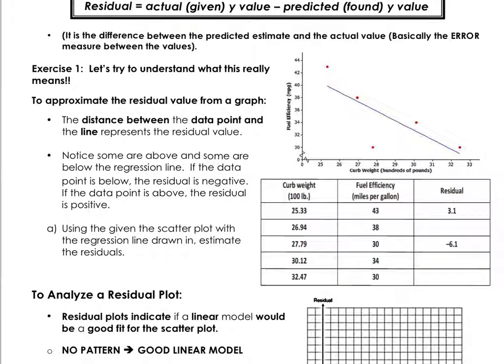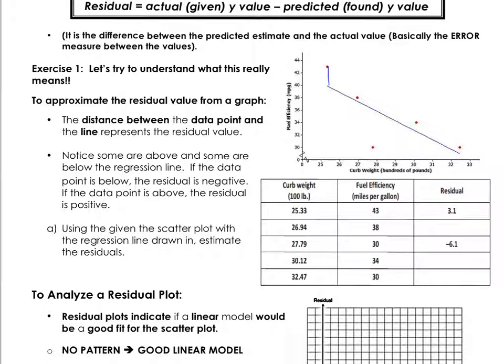Now we're going to use the given scatter plot with a regression line drawn in to estimate the residual. So we're going to actually draw in what that residual means and kind of looks like. So if I look at the first example here, it says that the curb weight in hundreds of pounds is 25.33. So that's this value right up here. The fuel efficiency, or miles per gallon, as we found in the point, is about 43. So that's the actual. How far away is that from our line of best fit here? So I can see that it is above, but we want to know about how much above is that.